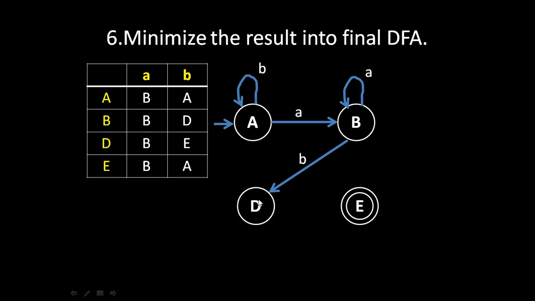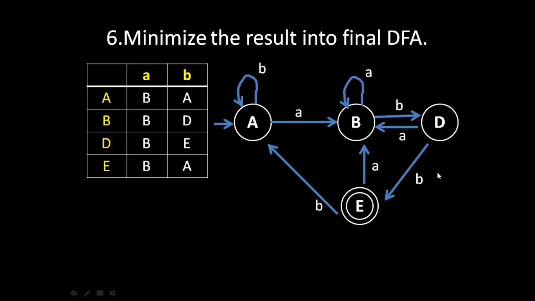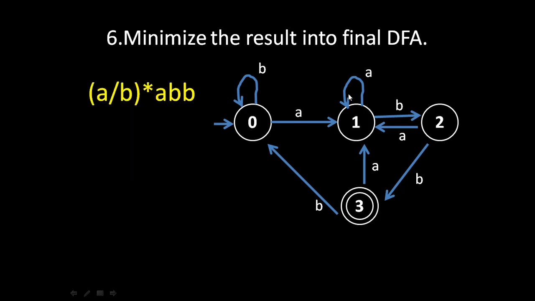From D to B, small a. From D to E, small b. From E to B, small a. And from E to A, small b. So this is the DFA diagram, in which some overlapping lines are there. So I shift this state here. Now we can get the clear transition diagram. Instead of A, B, D, E, I can also name them as numbers, that is 0 to 3. So this is the solution for converting a regular expression into a DFA. Thank you.